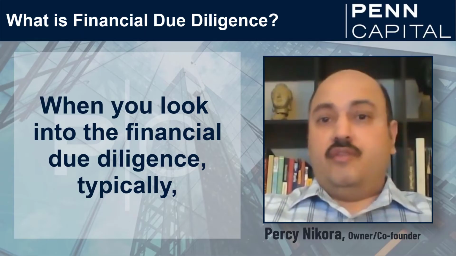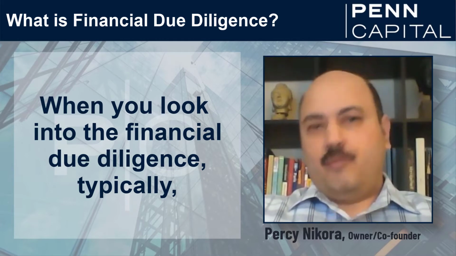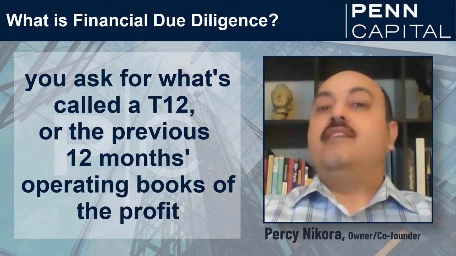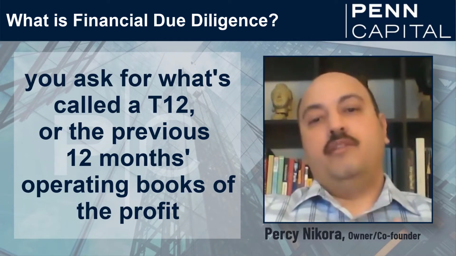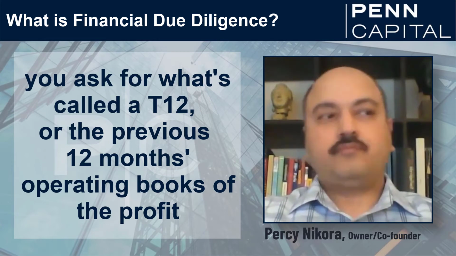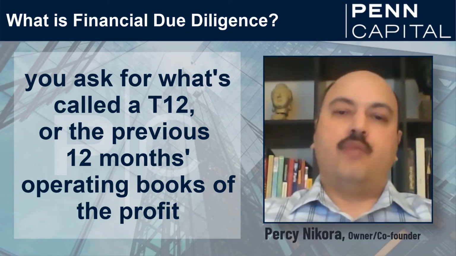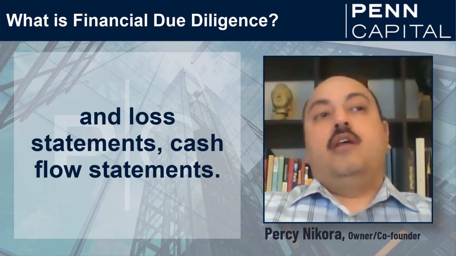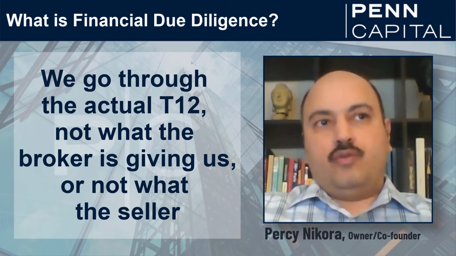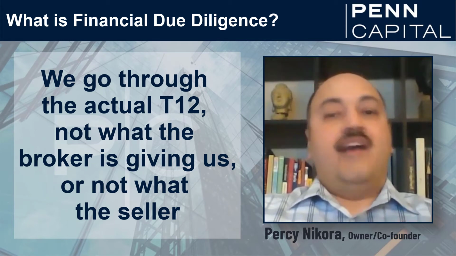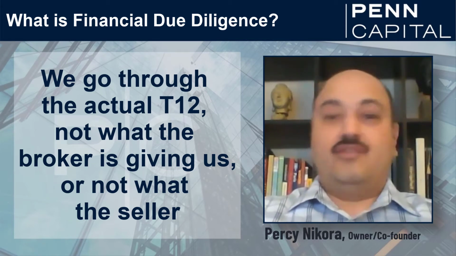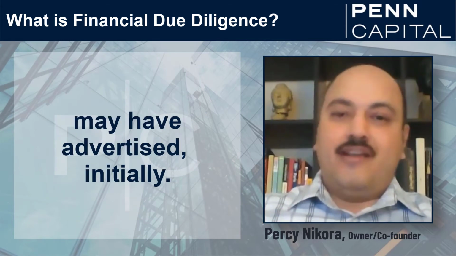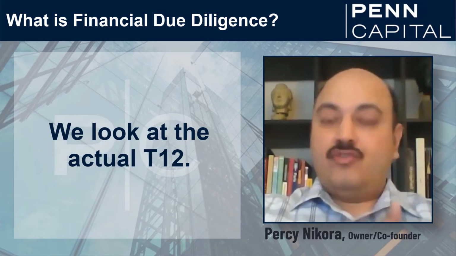When you look into the financial due diligence, typically you ask for what's called the T12, or the previous 12 months operating books, the profit and loss statements, cash flow statements. And so we go through the actual T12, not what the broker is giving us or not what the seller may have advertised initially. We look at the actual T12.